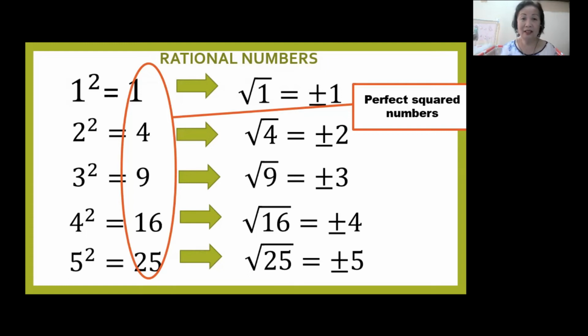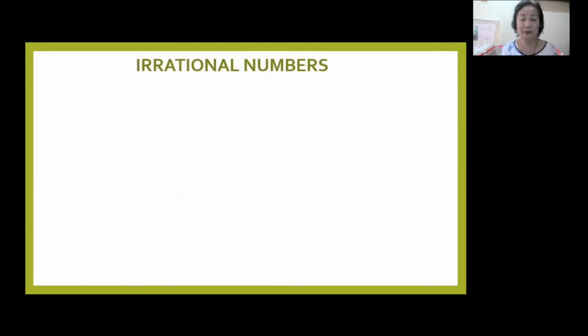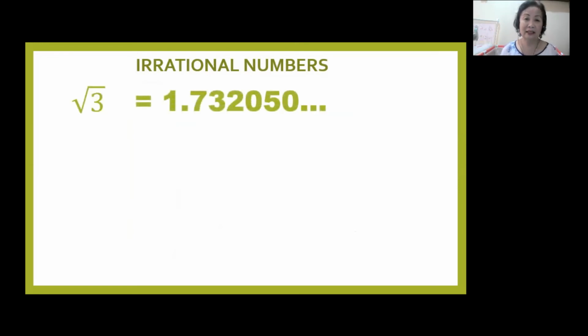Now, let's take our irrational numbers. Examples of irrational numbers. As I've said, these cannot be your whole numbers or your natural numbers. These are the numbers that are non-terminating and non-repeating. It does not have an end. So if we go back, we have a square root of 1, then we have a square root of 4 immediately. We didn't have a square root of 2, and we didn't have a square root of 3.